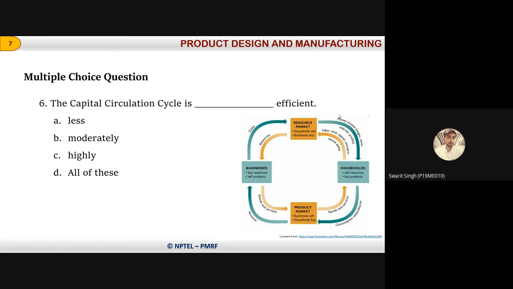This capital circulation cycle always faces some hindrances in terms of external disturbances, right? Suppose there's a firm that invested a particular amount and resources to produce some component, and once the product is launched in the market, the household people are not interested in those products. What will happen? It will create a loss to the firm, right? So this kind of capital circulation cycle is not very efficient.